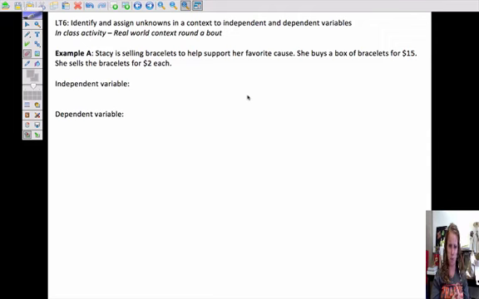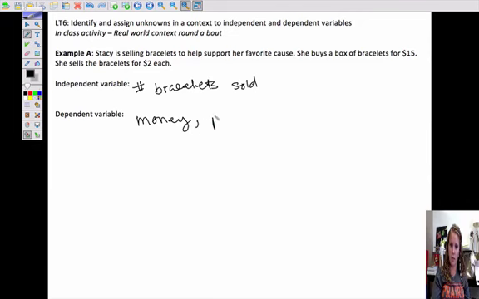Now, I know time is one that always works, but we're really not measuring time here. What is she doing? I'm thinking she's selling bracelets. So for each bracelet she sells, she's making money. So the money depends on the number of bracelets she sells. So our independent variable here is going to be the number of bracelets sold. Our dependent variable is going to be either money or profit. Money gained or profit. I like profit better, I think, because money is kind of vague. Usually we want to be fairly specific on these X and Y axes.